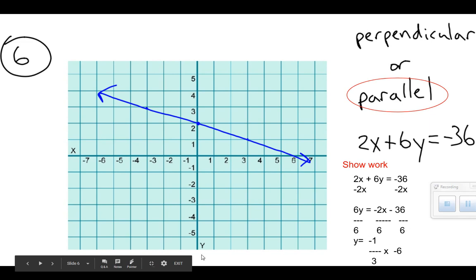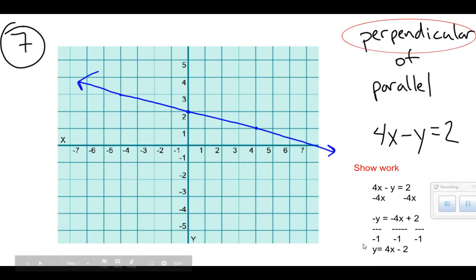That would be down here at negative 6, over 3 down 1, would be again a parallel line with the same slope of negative 1 over 3 but with a different y-intercept of negative 6. That equation is parallel. Good choice, math students.